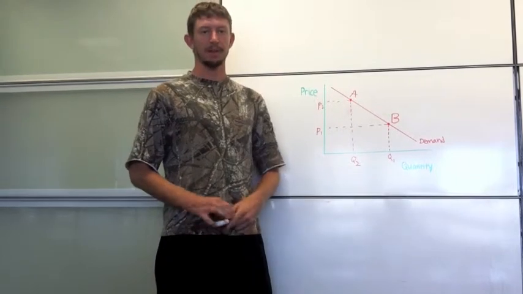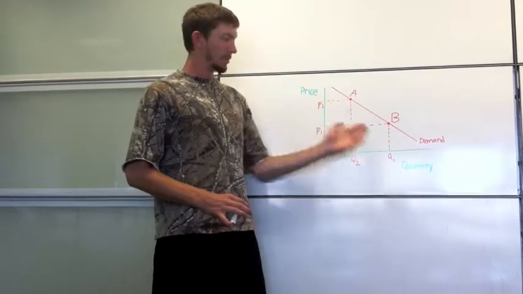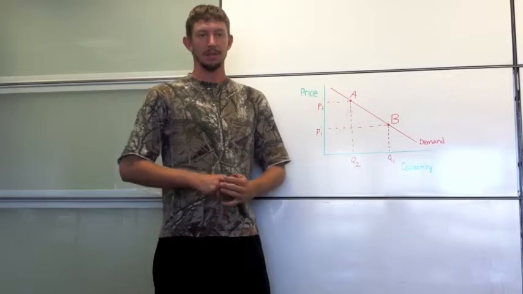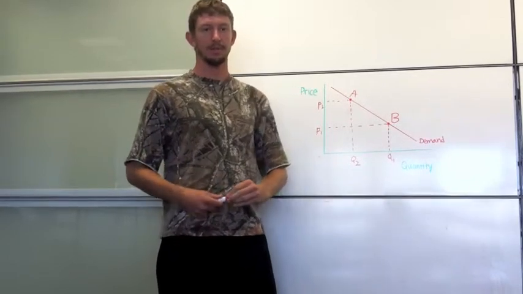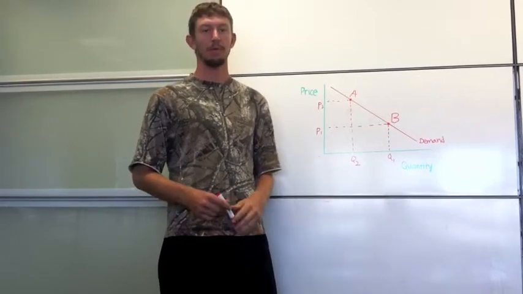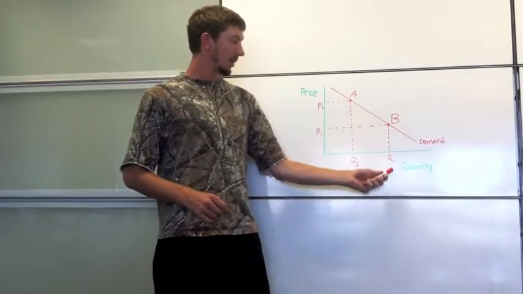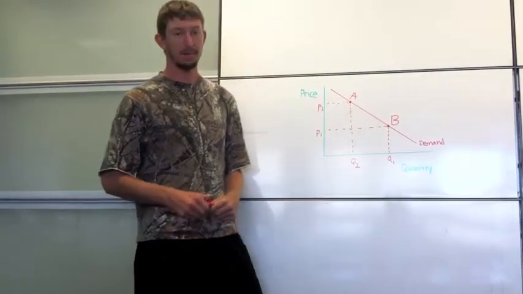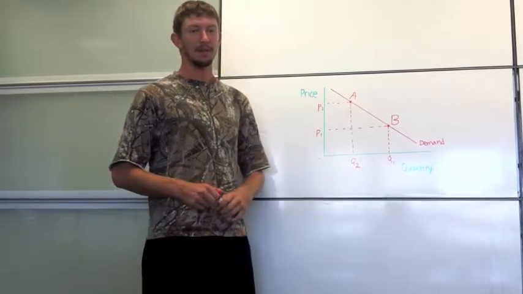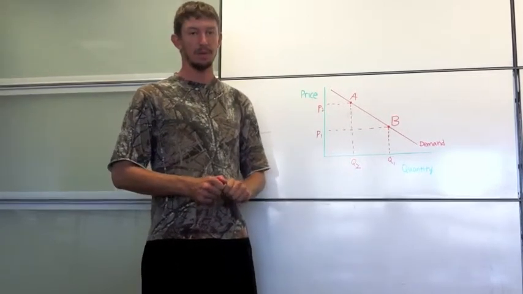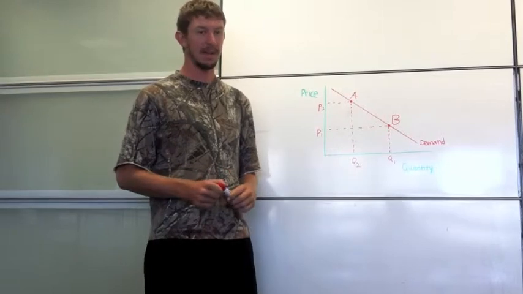This demand curve has a negative slope, which makes sense because consumers will be willing to buy more of an item if it is less expensive, and on the other hand, if it has a higher price, the demand won't be as high.